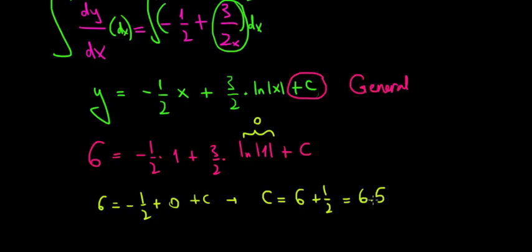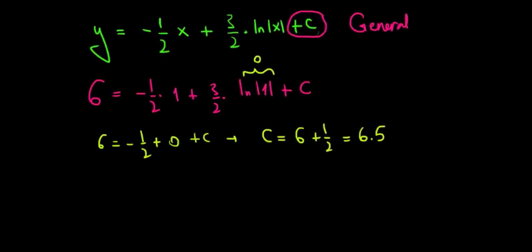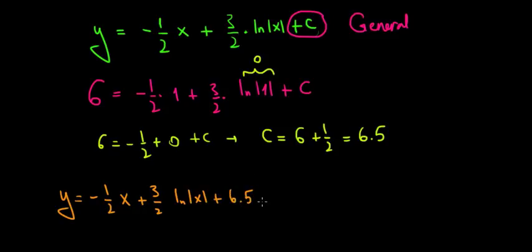Now the constant is 6.5. If we substitute it into our general function, it becomes a particular solution. So now we can say that the y value is equal to minus 1 over 2 times x plus 3 over 2 ln of x plus 6.5. And now it's not any constant in our function, but just the specific value of 6.5, and we call this our particular solution. And that's it, we are done.